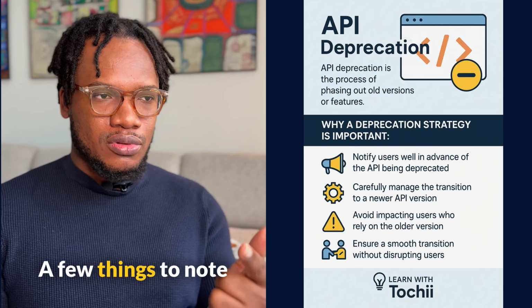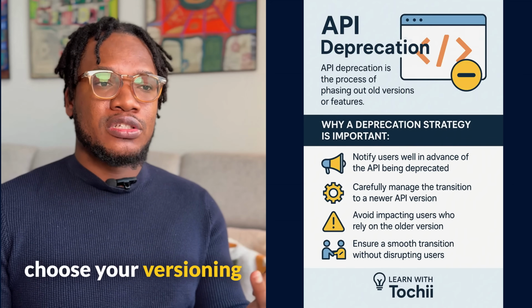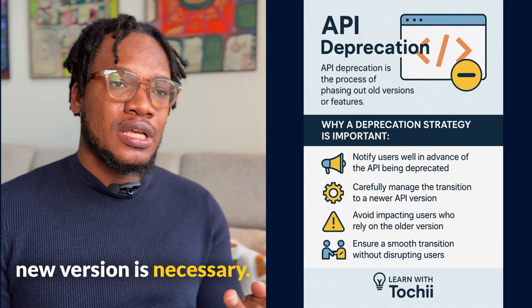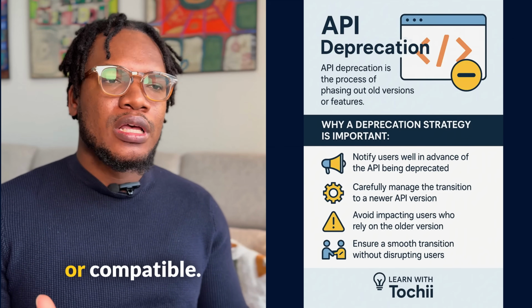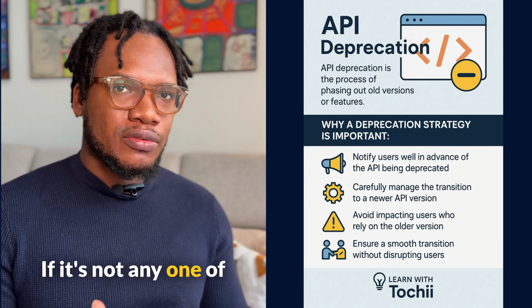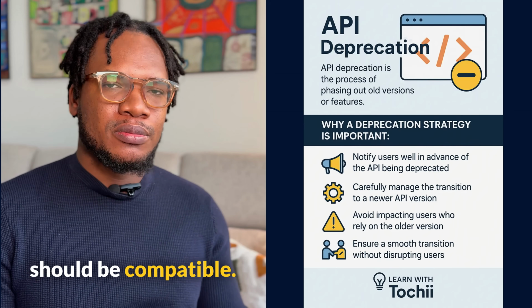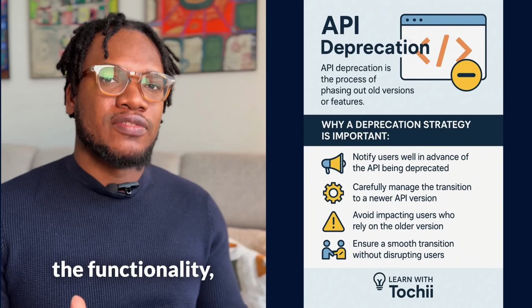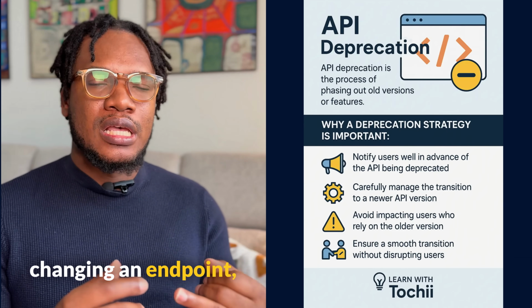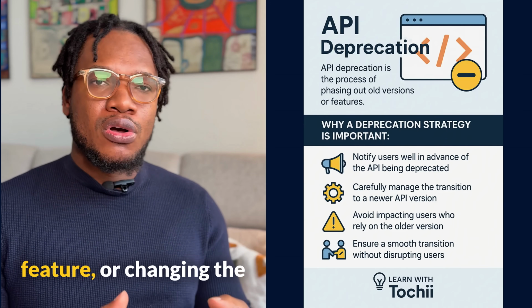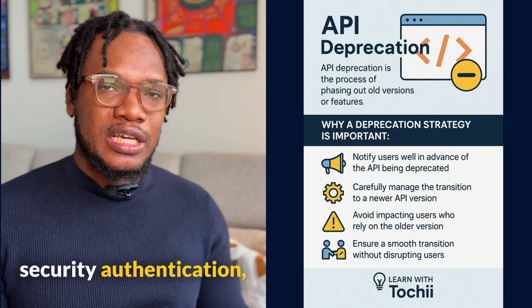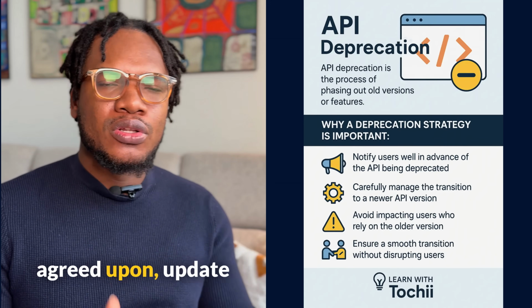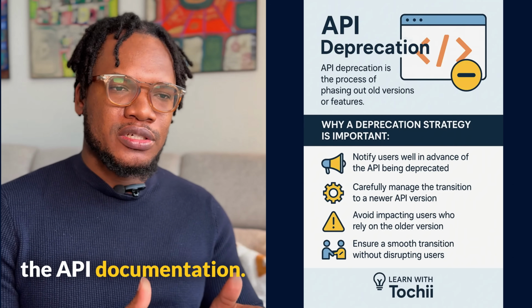A few things to note. Choose your versioning strategy. Confirm the new version is necessary, breaking change, or compatible. If it's not any one of those reasons, then it should be compatible. Now, in a situation where it's a breaking change, you're changing a functionality, changing an endpoint, introducing a new feature, or changing the security authentication, whatever that might look like, if that's agreed upon, update the API documentation.